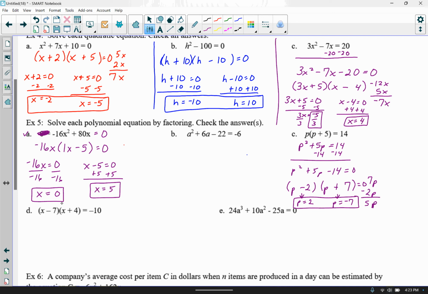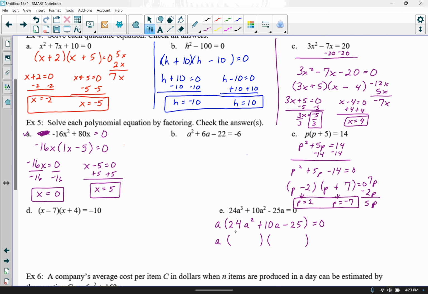In letter E, I'm in descending order. I pull out my common factor, and all three of these terms have an a in common, and write what I have left over. They don't have any numbers in common, so that'd be 24a squared plus 10a minus 25 equal to 0. All right, so now let's come down and factor, I guess, and check.